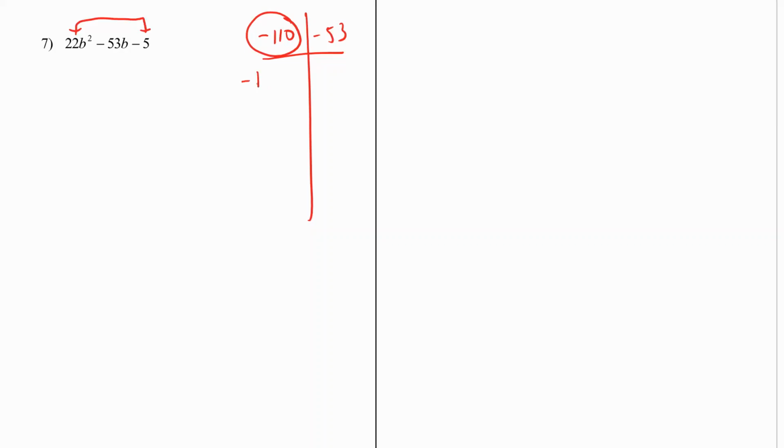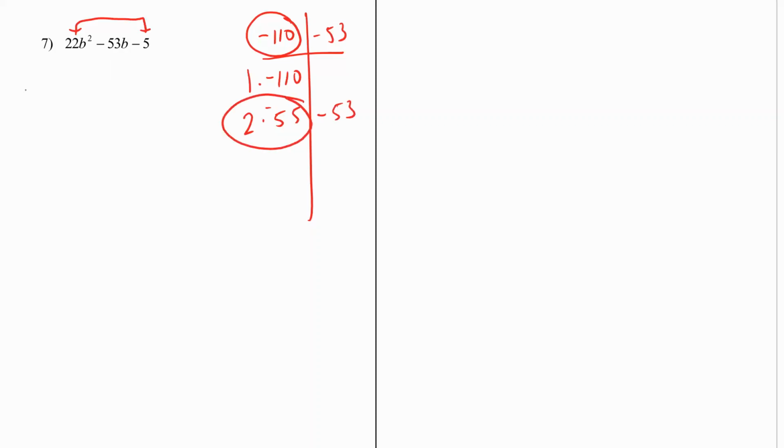So again, we can start listing those. Now, since it has to equal negative 53, the negative will be the sign with the bigger one. Okay, so if we add those, that does not equal 53. So let's try 2. So 110 divided by 2 is 55, and that's negative. And right there, that's 53 on our second one. Okay, so those are our two numbers.